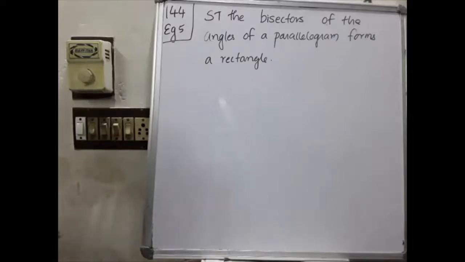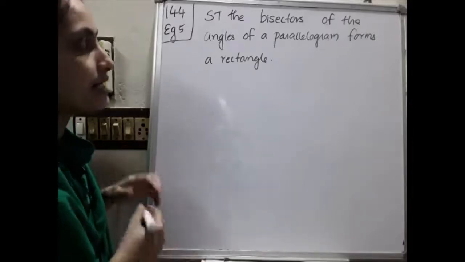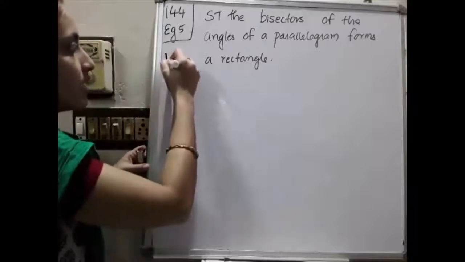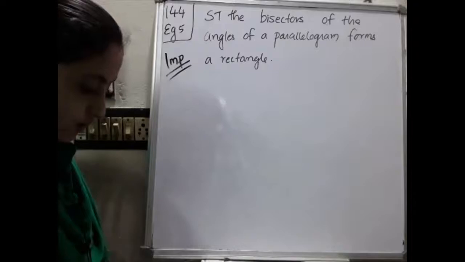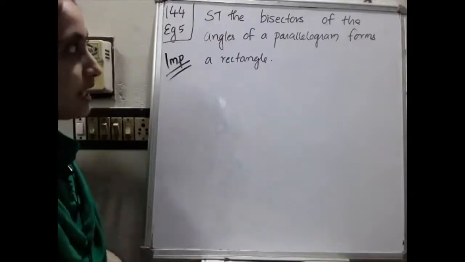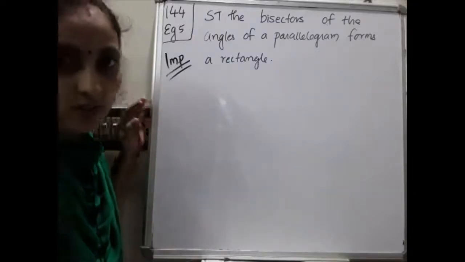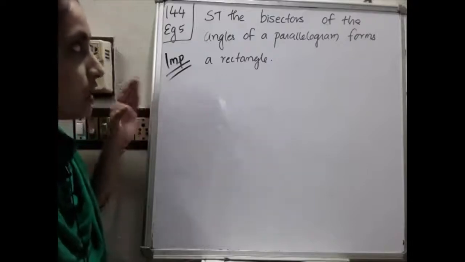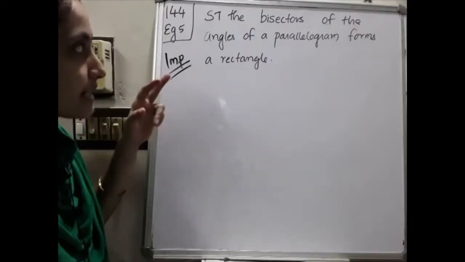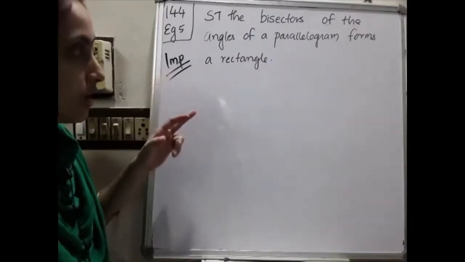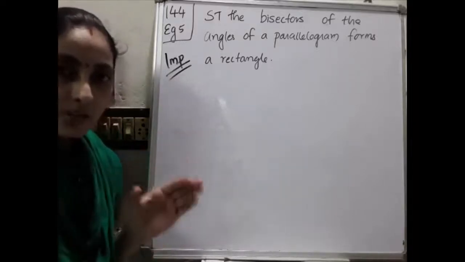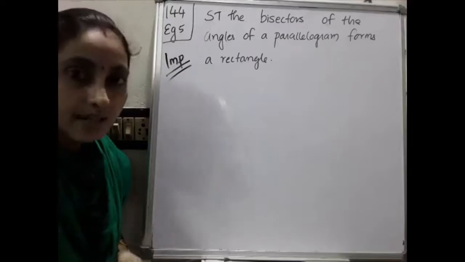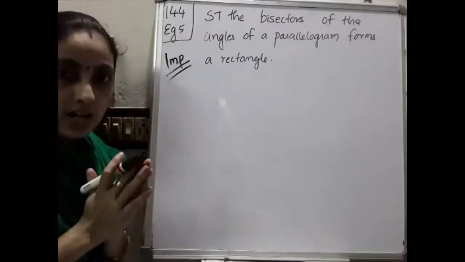Show that the bisectors of the angles of a parallelogram form a rectangle. Very important question. So many times this question has been asked in the exam. Figure will not be given. You have to construct the figure. We are given a parallelogram, and its angle bisectors are joined, and that forms a rectangle inside. This thing you have to prove.